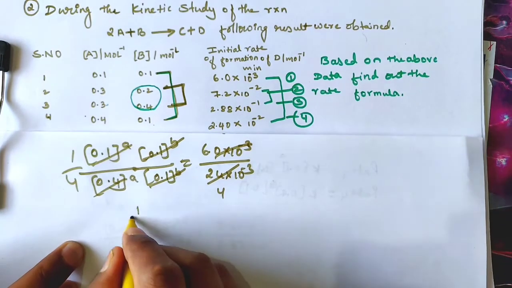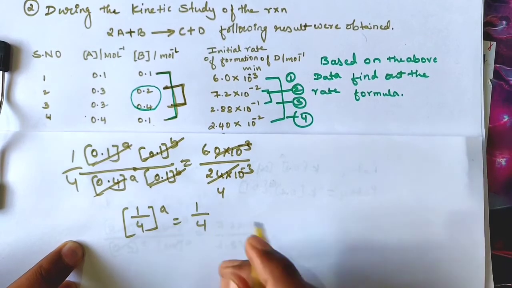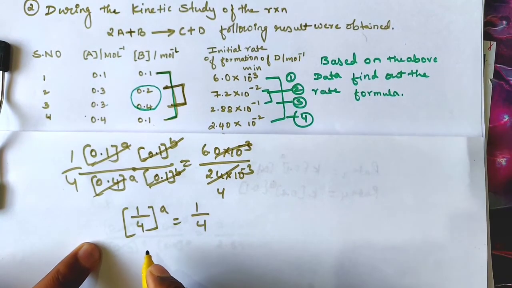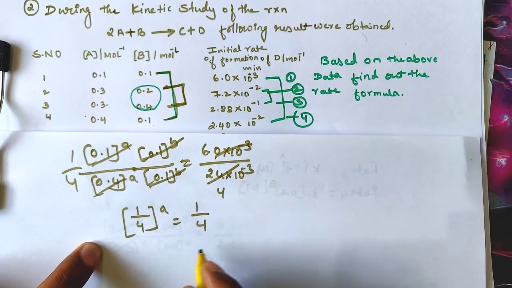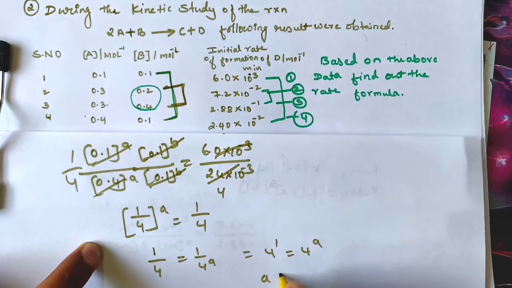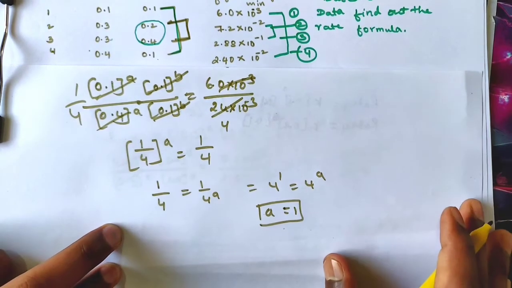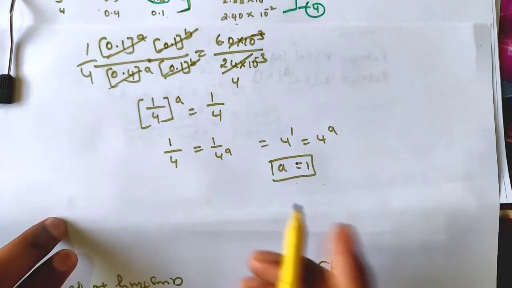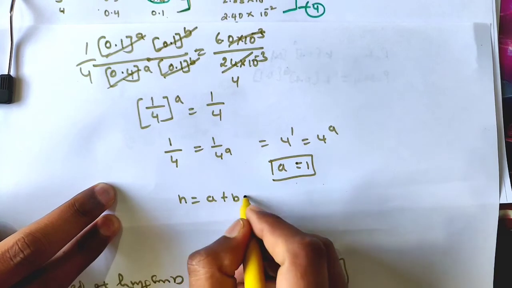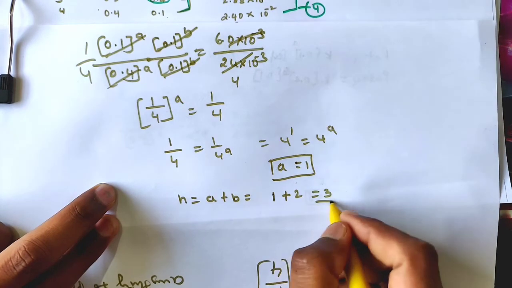So how much did we get? 1 by 4 to the power of a, that is equal to 1 by 4. So when we do the cross multiplication, we will get 1 by 4 is equal to 1 by 4 to the power a. So again we can simplify it as 4 to the power of 1 is equal to 4 to the power of a. So a is equal to 1. So the sum of the powers, which is the order n, is equal to a plus b, that is equal to 1 plus 2. Overall order will be 3.